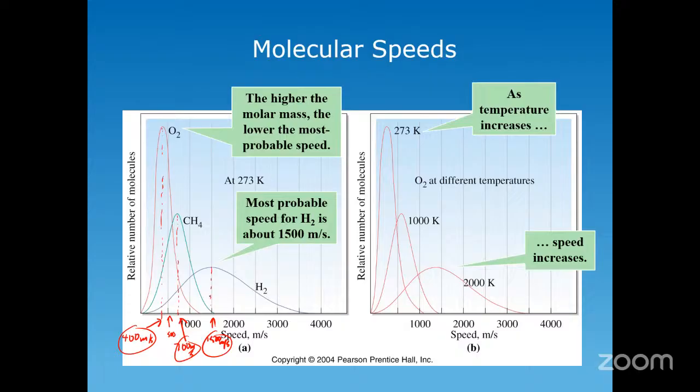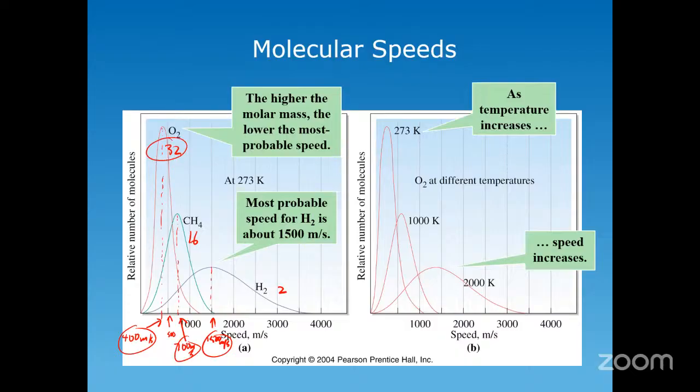And again, you're going to see the relationship between the molar mass and the root mean squared speed. Oxygen being the heavier, the molar mass of oxygen is about 32. The molar mass of methane is about 16. The molar mass of hydrogen is about 2, right? So of these three, the one that moves the slowest is the heaviest of the three, which would be the oxygen. Oxygen has a root mean squared speed of 400 meters per second.